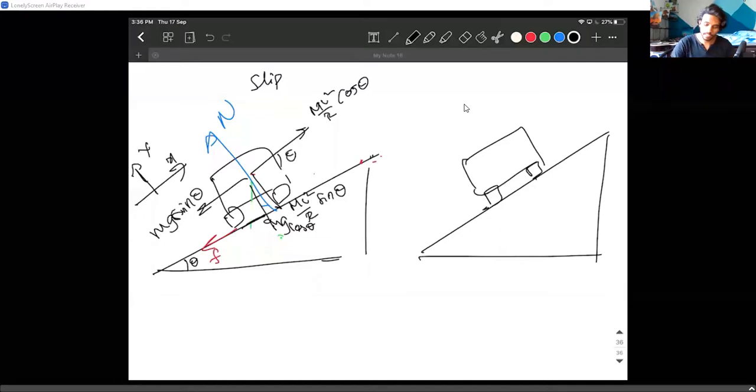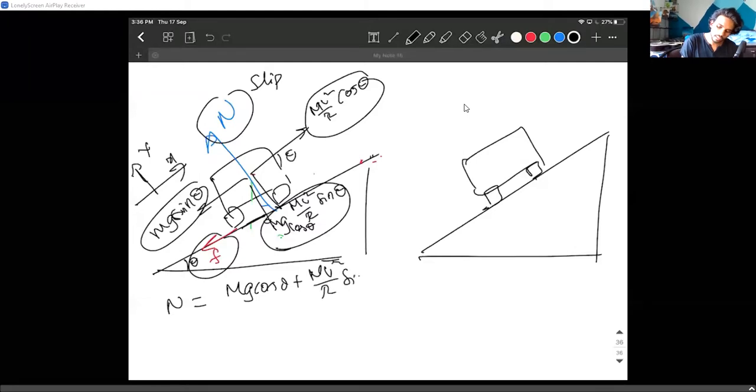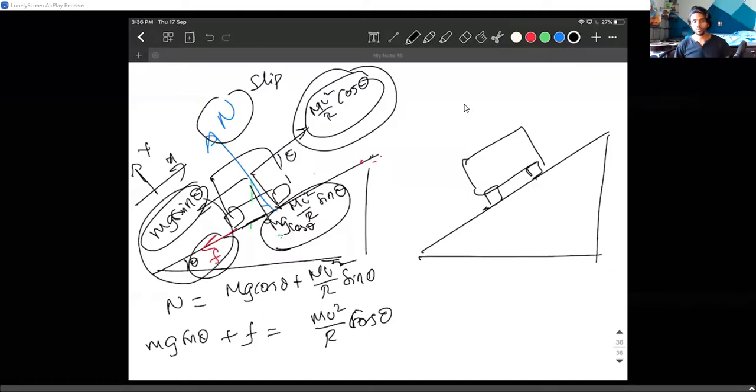A simple idea. The vertical forces, normal force must be equal to this. Horizontal forces, mg sine theta plus f equals to this. That's what I need to write. Normal force equals mg cos theta plus mv square by r sine theta. The horizontal forces, mg sine theta plus friction equals mv square by r cos theta. The horizontal forces are also balanced, and the friction value is nothing but mu N. You have to put this N here. You will get a very big equation, of course, so you'll do that. So this whole thing is a slip up case.